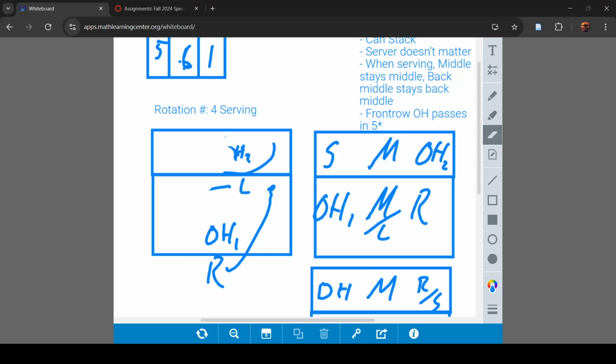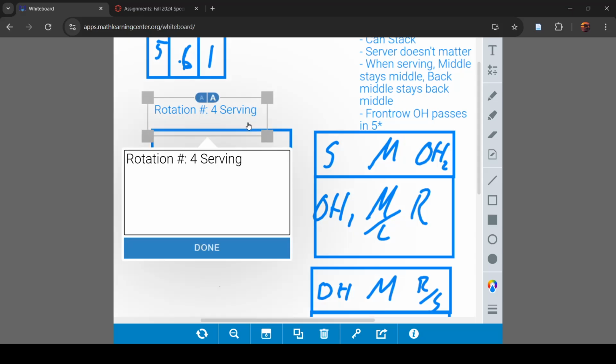This part should be easy at this point. You've seen me do it 3 times. The rules don't change. When we're serving, it's always pretty straightforward. Now, rotation 4, serve receive.